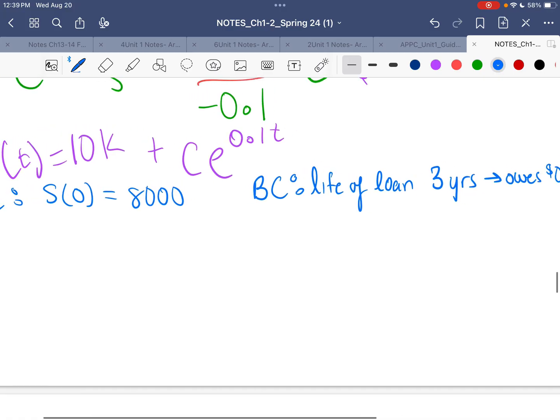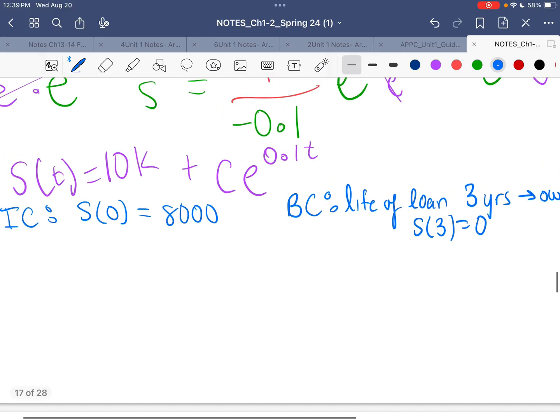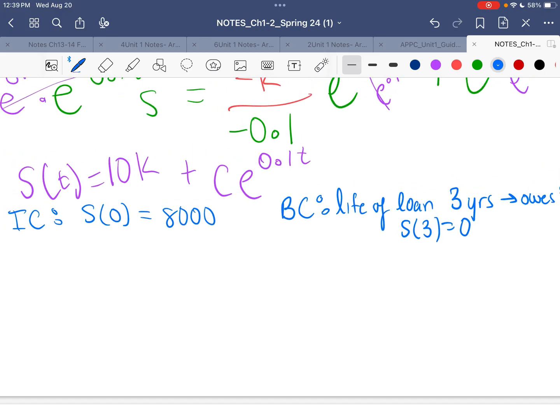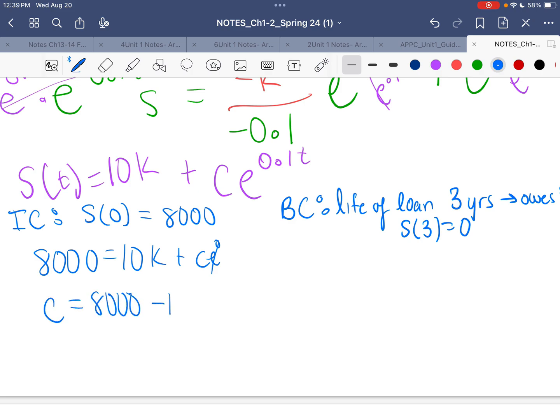So writing our buy condition, we would have S at 3 because our interest rate is in years and our payment amount is in years. S at 3 equals 0. Okay, so plugging into the initial condition, 8,000 is equal to 10k plus c times e to the 0. Okay, let's solve for one of them. I think it'd be easier to solve for c.